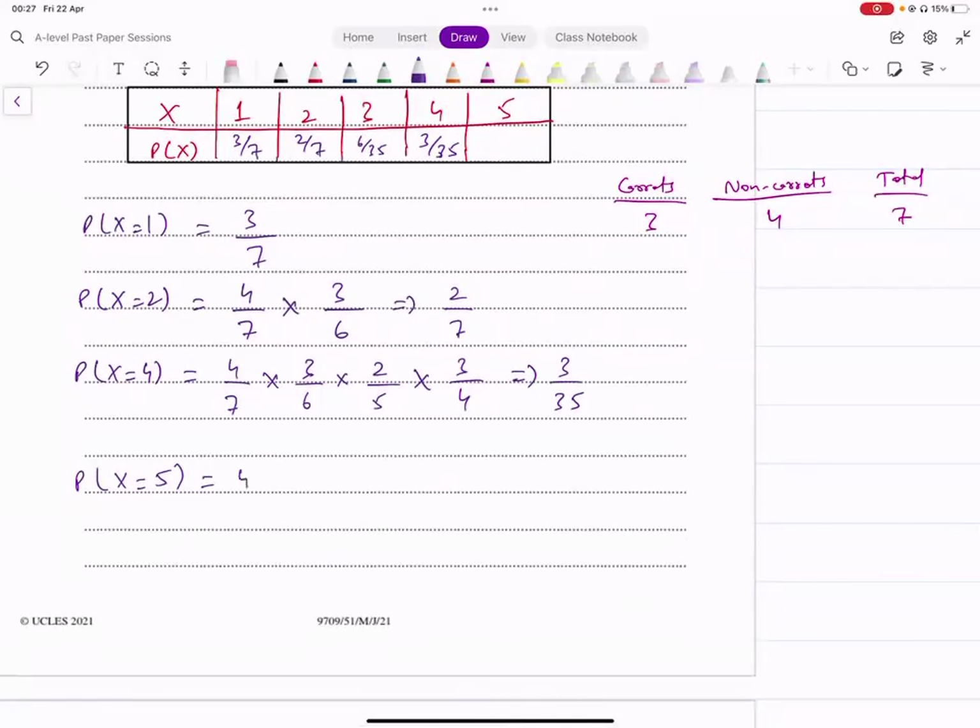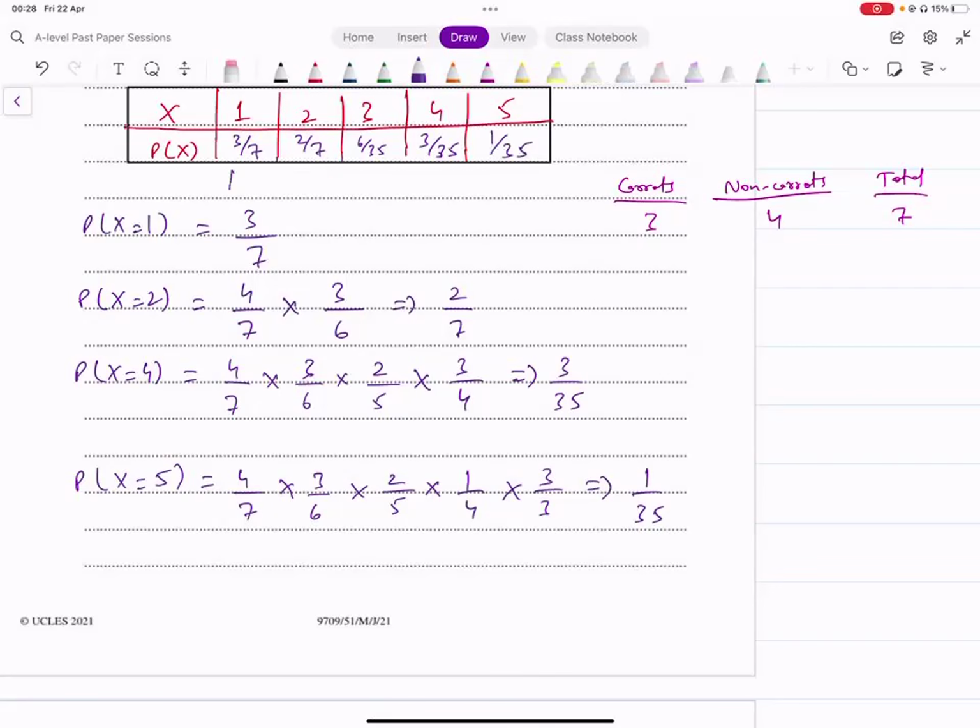x equals 5 का क्या मतलब है? First be non-caret, second be non-caret, 3/6, third be non-caret, 2/5, fourth be non-caret, that's 1/4. अब बाकी सारी तो carets रह गई हैं, fifth should be a caret, so that's 3/3. ये evaluate कर लें, ये देख लें क्या होता है आपके पास। 4 divided by 7 into 3 divided by 6 into 2 divided by 5 into 1 divided by 4, that is 1/35.